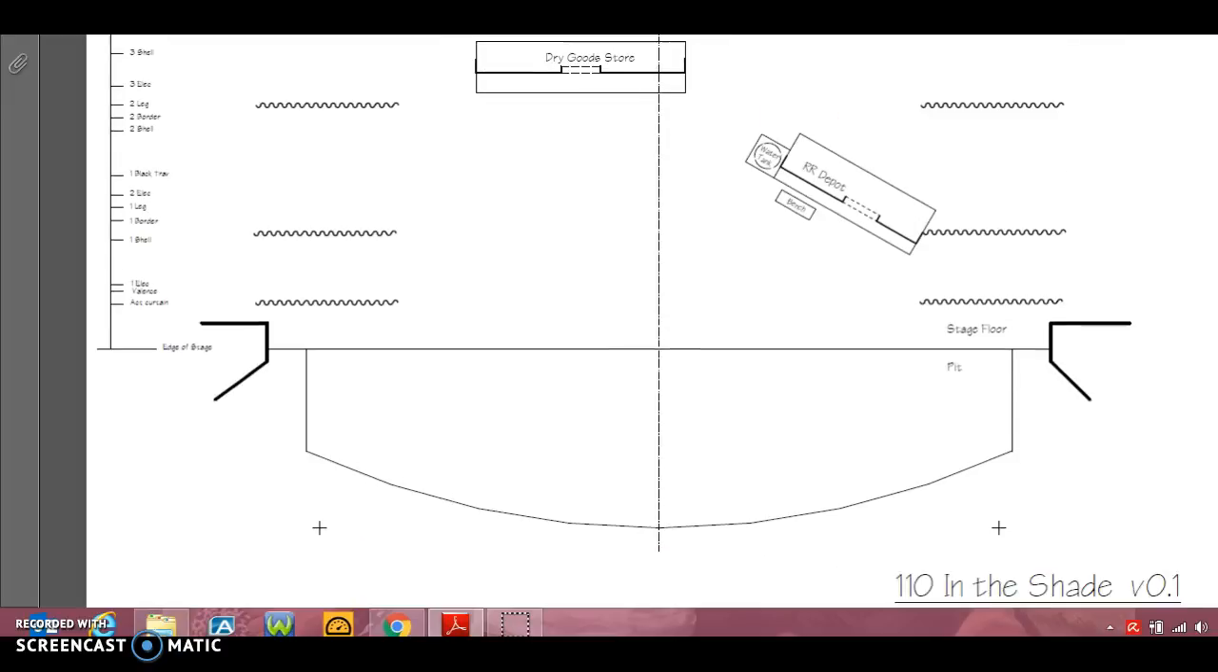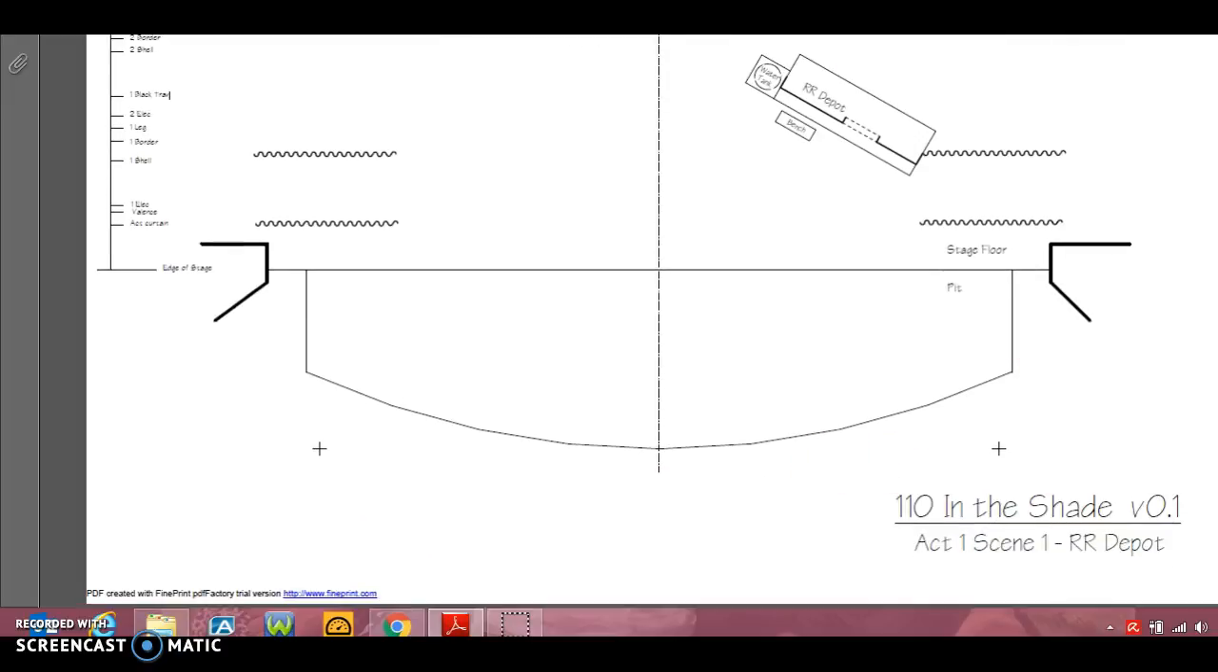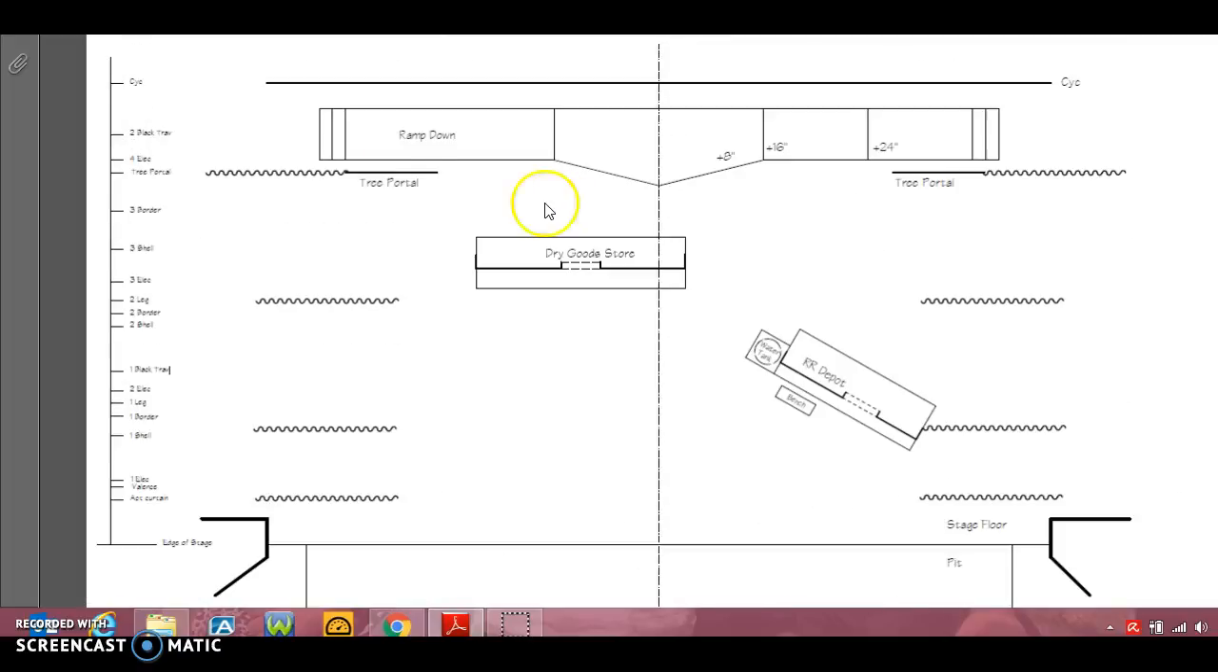Okay? So next time we talk about some parts of the stage, we'll be going over a little bit more of what's back here and how to read the numbers and talk about positioning of set pieces. All right?